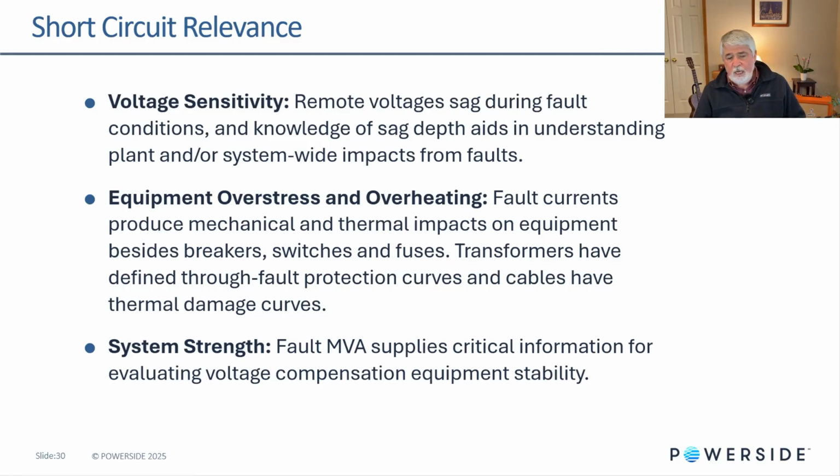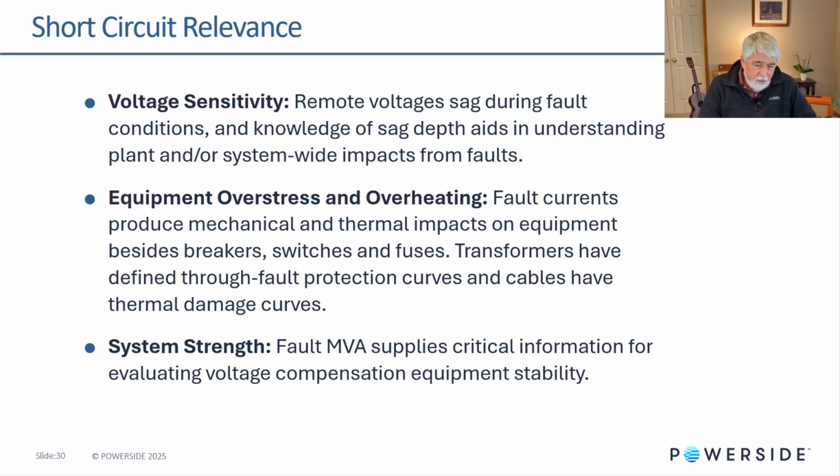Equipment overstress and overheating. Fault currents produce mechanical and thermal impacts, in addition to the impacts on breakers, switches, and fuses. In particular, transformers have defined through-fault protection curves, and cables also have thermal damage curves. So from fault currents, we can compare the fault currents against what the damage curve says, and if we interrupt that fault current soon enough, then we won't cross into the damage area of the curve and will prevent damage on our transformers and cables and other equipment that also have damage curves.